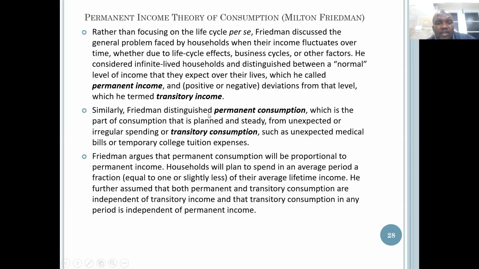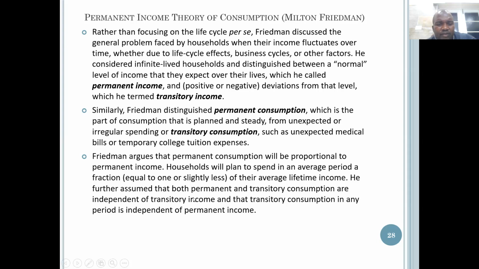Similarly, Friedman distinguished permanent consumption, which is the part of consumption that is planned and steady over time, from unexpected and irregular vacillations or variations in spending, which he termed transitory consumption, such as unexpected medical bills or temporary college tuition expenses, which don't remain over an entire lifetime. Friedman argues that permanent consumption would be proportional to permanent income. Households will plan to spend in an average period a fraction equal to one or slightly less of their average lifetime income.